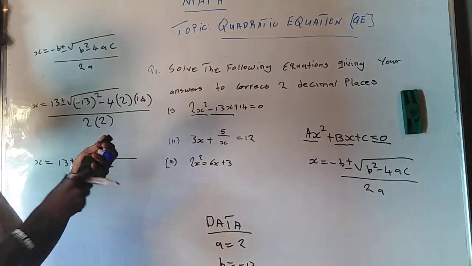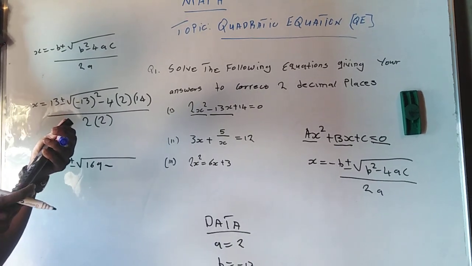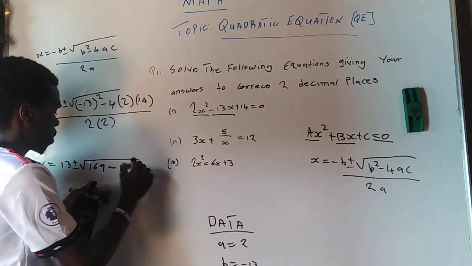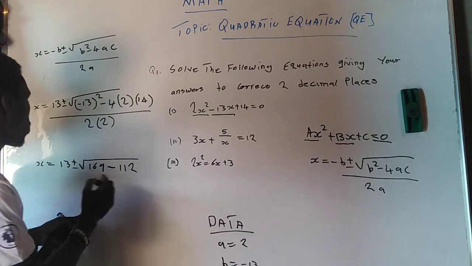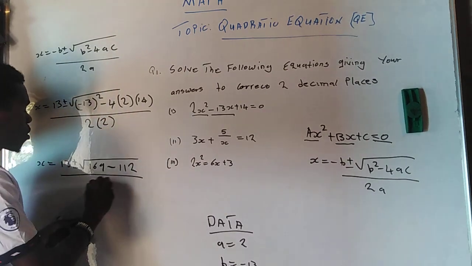8 times 14, or 14 times 8, I'm going to come up with 112. And 2 times 2, I'm going to have the 4.